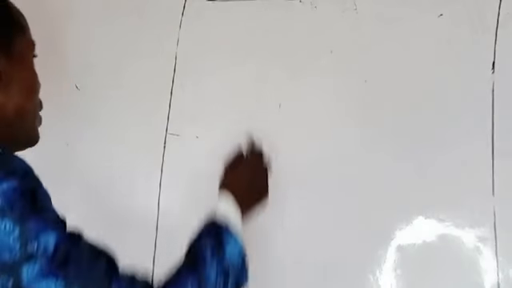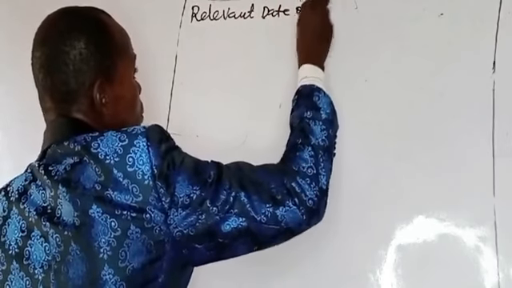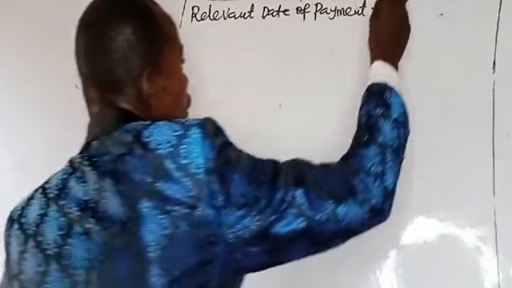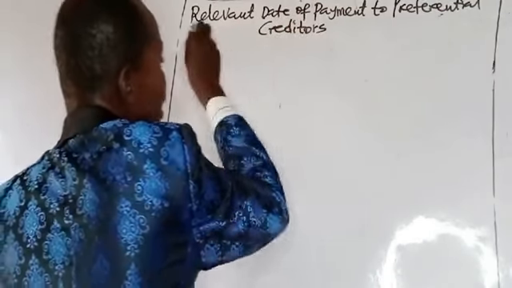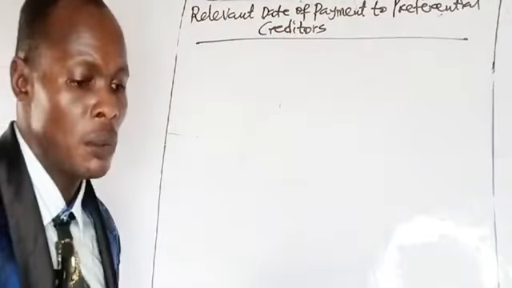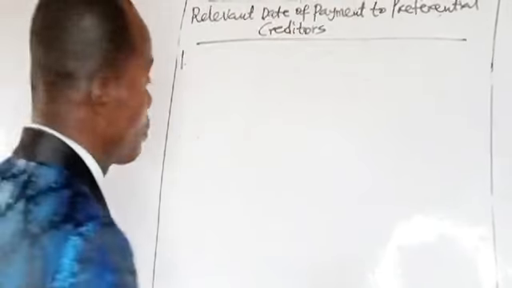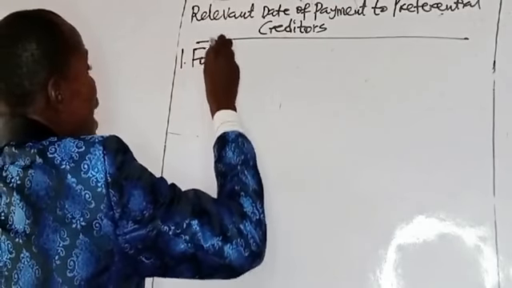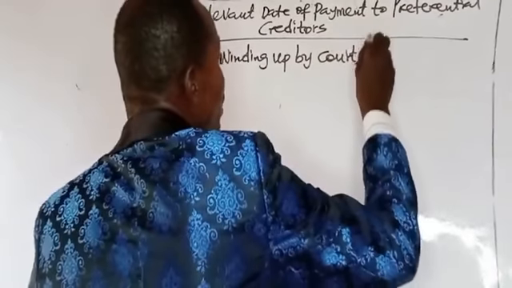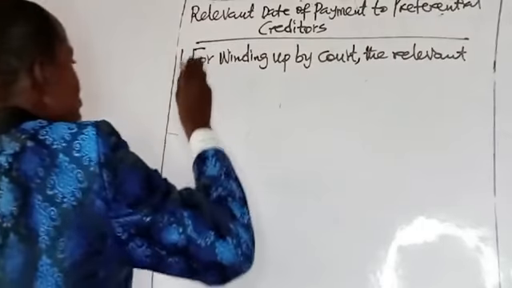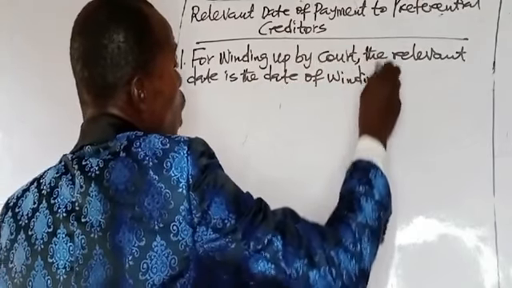So, the relevant date of payment to preferential creditors. I've told you I will explain what relevant date means in connection with winding up. Number one, if winding up is by court, the relevant date is the date of the winding up order.